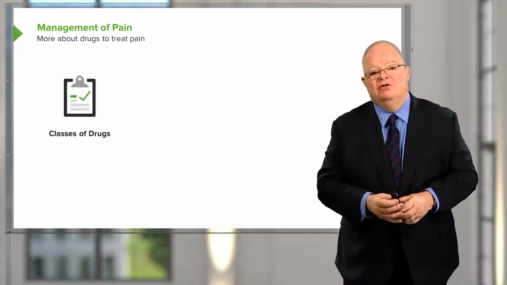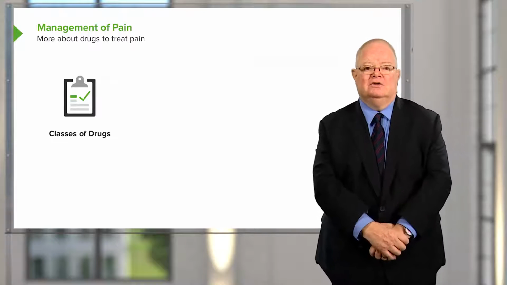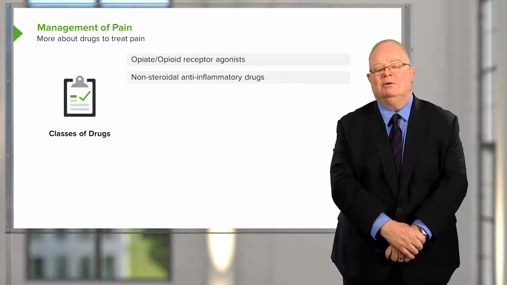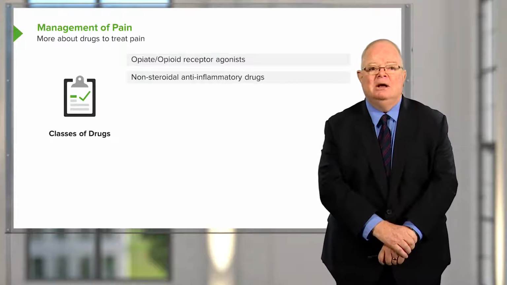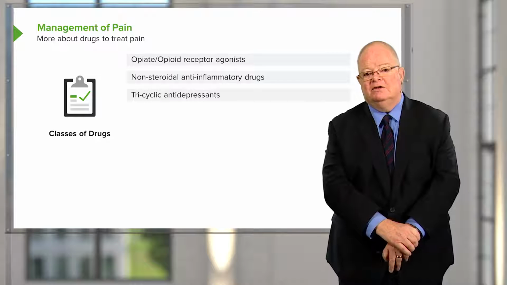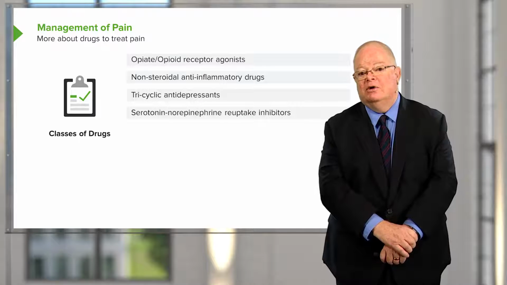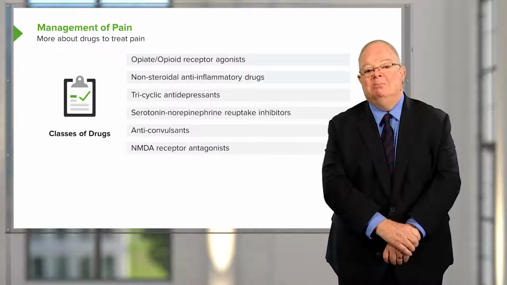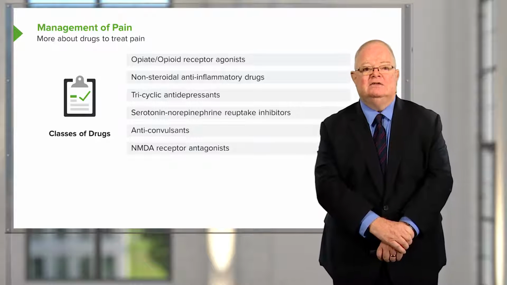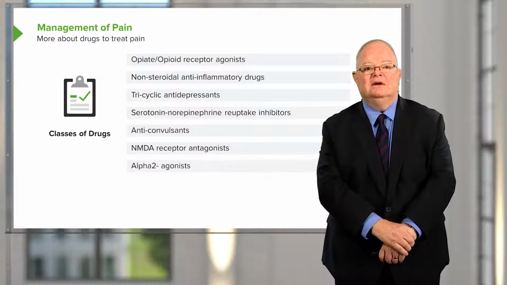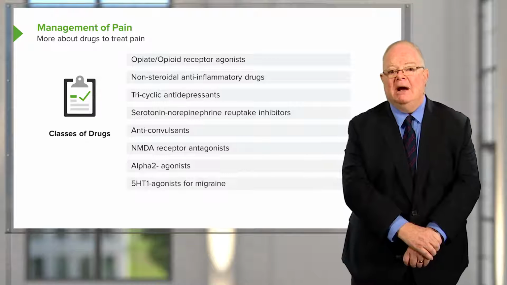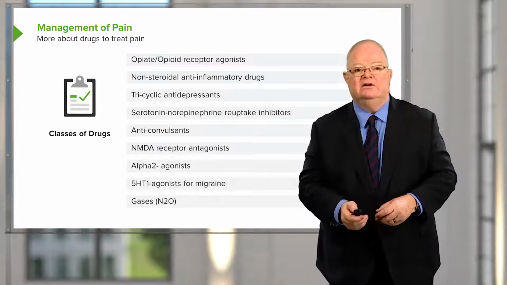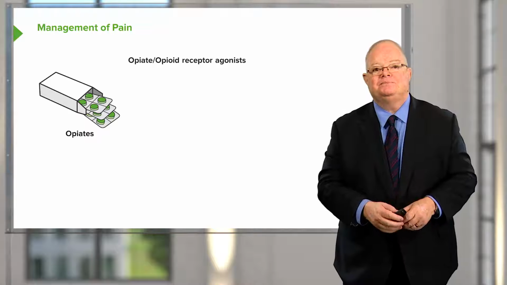So these are some of the drugs we use, and these are classes of drugs. There's opioids, which we've already talked about, non-steroidal anti-inflammatory drugs we've talked about. We're going to talk a little bit about tricyclic antidepressants, serotonin norepinephrine reuptake inhibitors, anticonvulsants, NMDA receptor antagonists, alpha-2 agonists, 5-HT1 agonists for migraine, and then we've already talked about nitrous oxide as an analgesic. We won't come back to that.